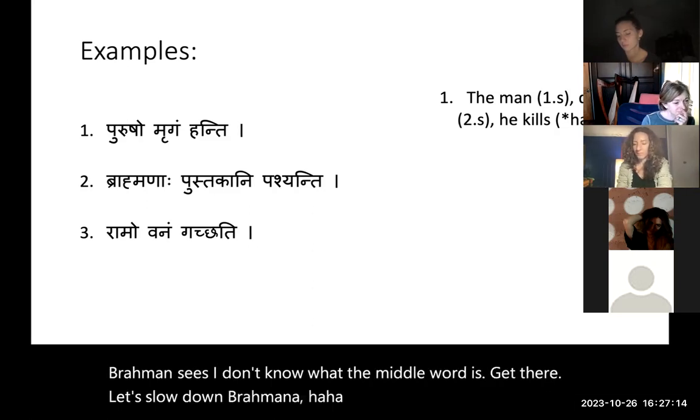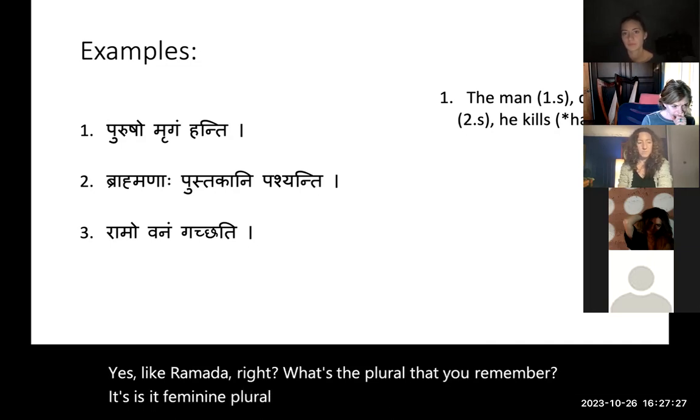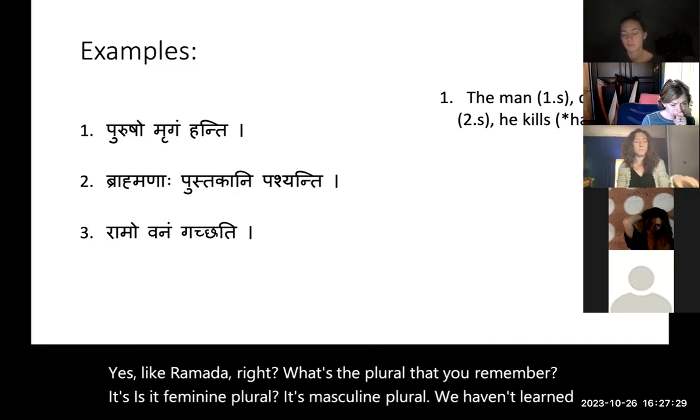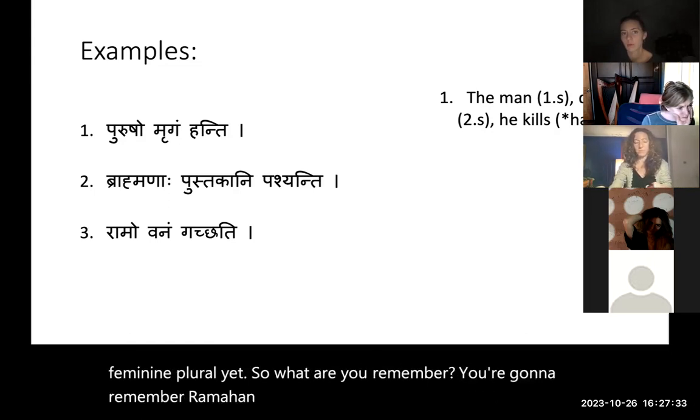Brahmanaha. Is that plural? Yes. Like Ramaha, right? What's the plural that you remember? Is it feminine plural? It's masculine plural. We haven't learned feminine plural yet. So what are you going to remember? You're going to remember Ramaha. So I'm going to say, that's Brahmanaha. What does that sound like to you?